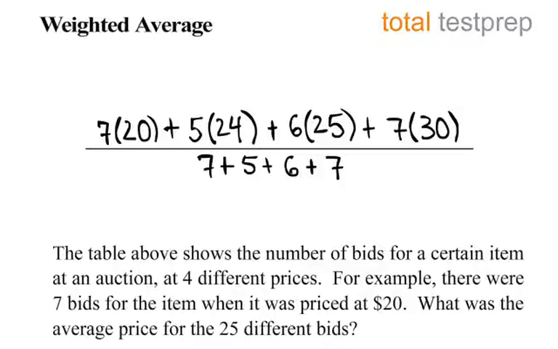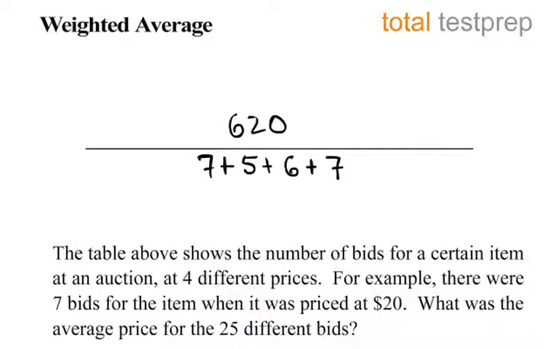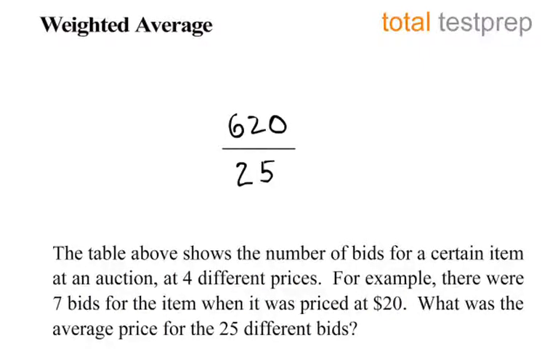So it would be 7 times 20 because there were 7 bids at $20, 5 times 24 because there were 5 bids at $24, 6 times 25 because there were 6 bids at $25, and 7 times 30 because there were 7 bids at $30. And you divide that by the number of bids, or in this case 7 plus 5 plus 6 plus 7. 7 times 20 is 140, 5 times 24 is 120, 6 times 25 is 150, and 7 times 30 is 210. So we get 140 plus 120 plus 150 plus 210, which is 620. And on the bottom, that adds up to 25. So we have to divide 620 by 25.